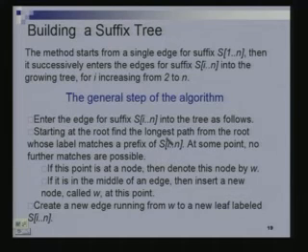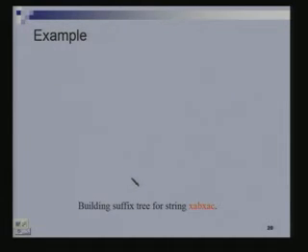Right? So starting at the root, find the longest path from the root whose label matches a prefix of si through n. At some point no further matches are possible. If this point is at a node, then we denote this by w. If it is in the middle of an edge, we insert a new node and then call this node w, and we create an edge running from w to that suffix that we create. So I can take an example quickly.